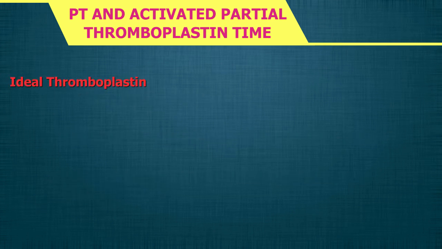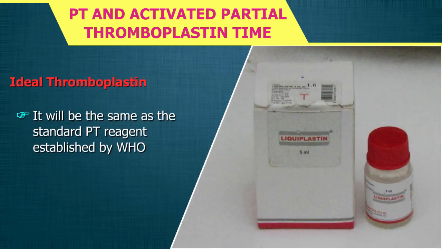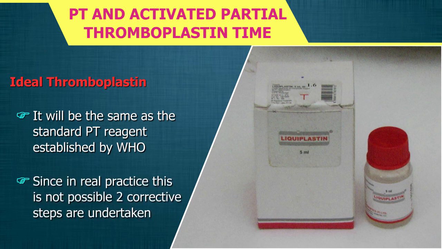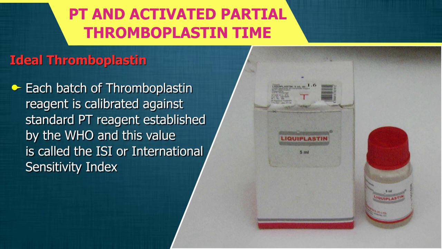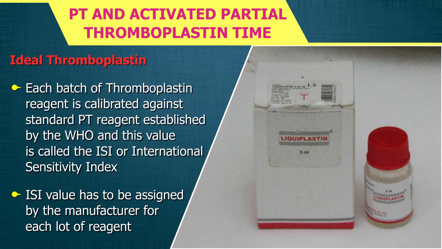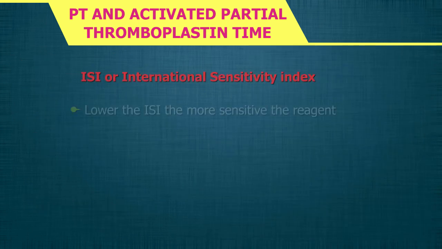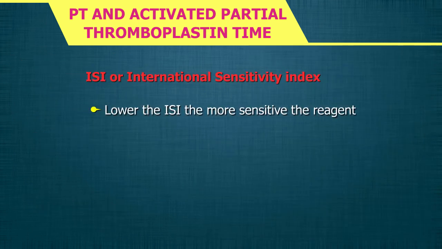What is an ideal thromboplastin? It will be the same as the standard PT reagent established by WHO. Since in real practice this is not possible, 2 corrective steps are undertaken. 1. Each batch of thromboplastin reagent is calibrated against the standard PT reagent established by the WHO, and this value is called the ISI or the International Sensitivity Index. The ISI value has to be assigned by the manufacturer for each lot of reagent.